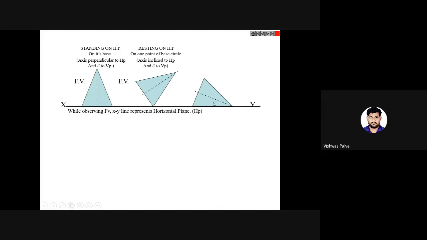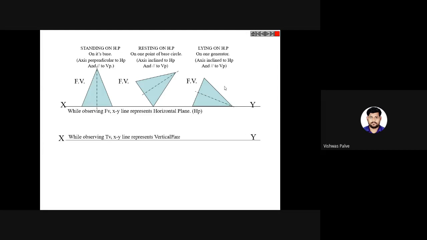Then the next is the third condition, when it is lying on one of its generators. So you can see it is completely resting on one of its generators. The axis is inclined to HP. In this case, what is happening? The axis is inclined to HP, but it is parallel to VP. So these are the two conditions which we have to keep in mind.